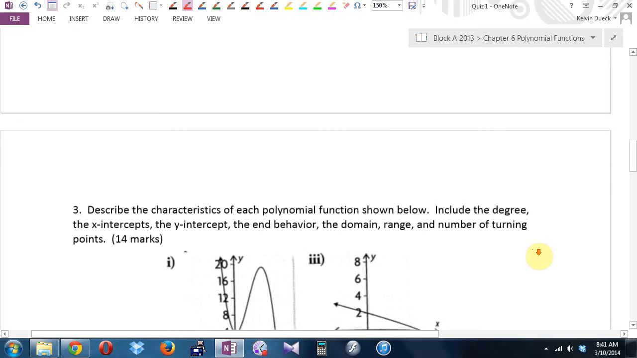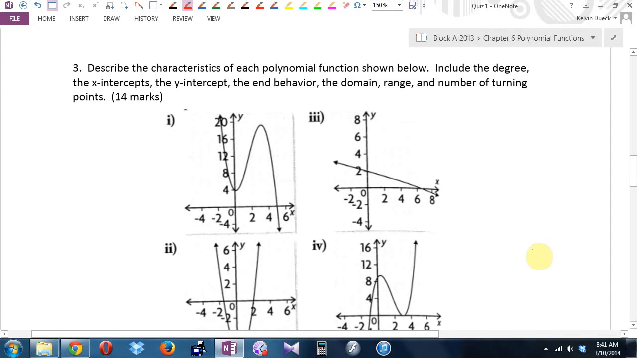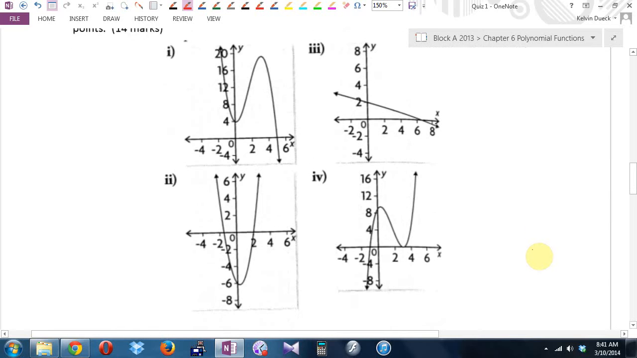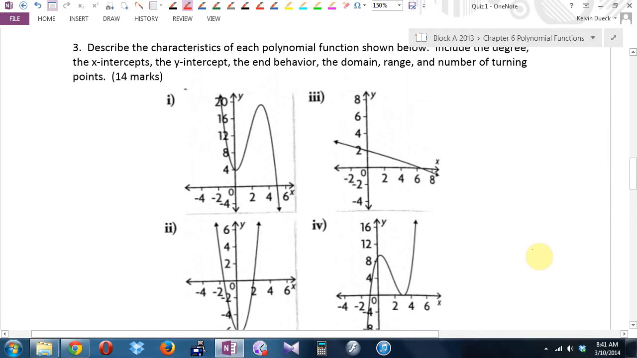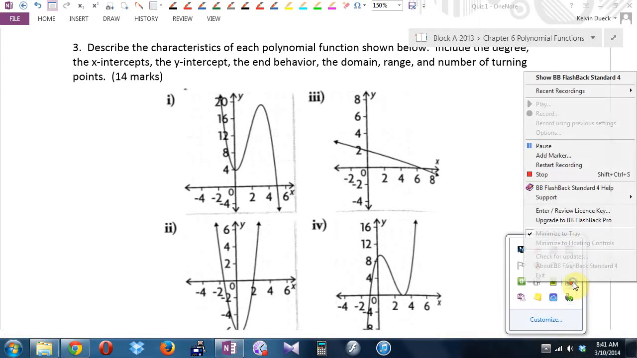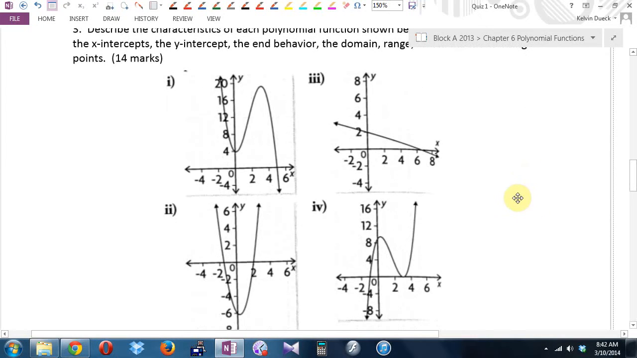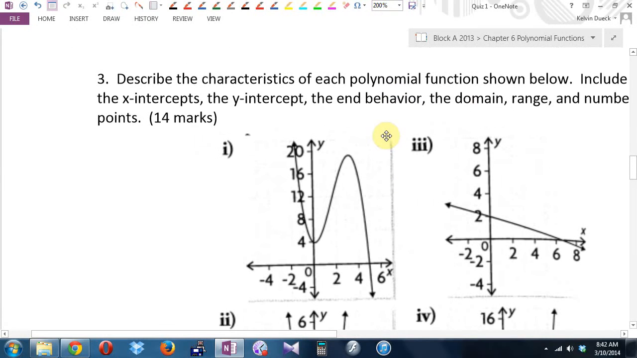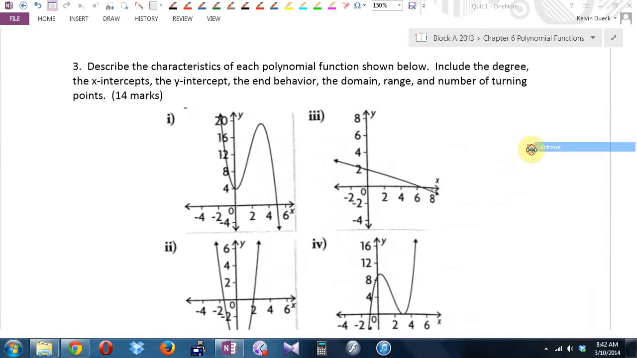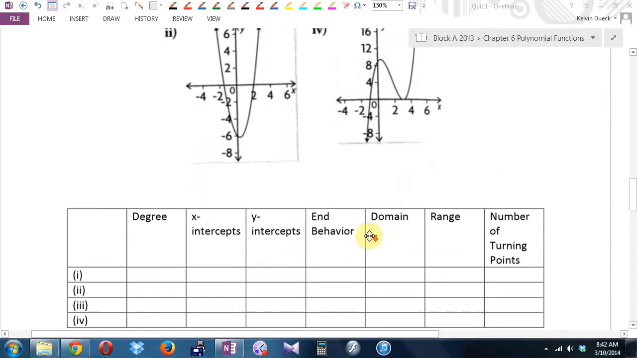Turn the page. Number 3 says, describe the characteristics of each function below. Include the degree, the x-intercept, the y-intercept, the end behavior, the domain, the range, and the number of turning points. Wow. Okay. So, lots of information. I don't know if I gave myself enough room. Let me zoom in here a little bit.